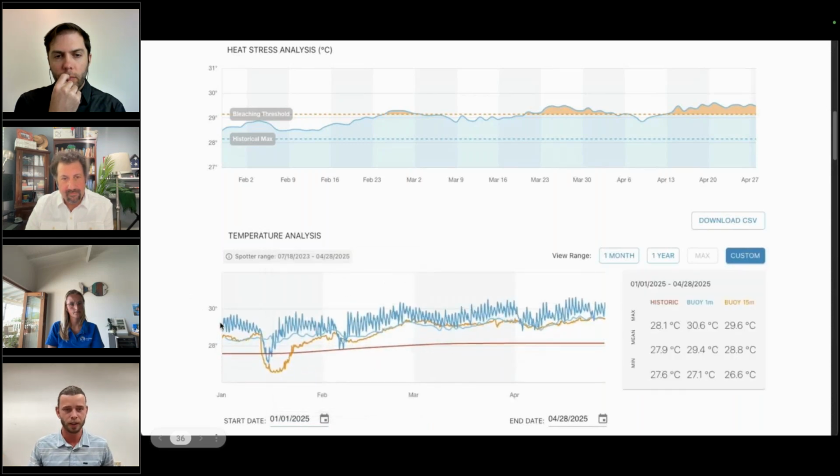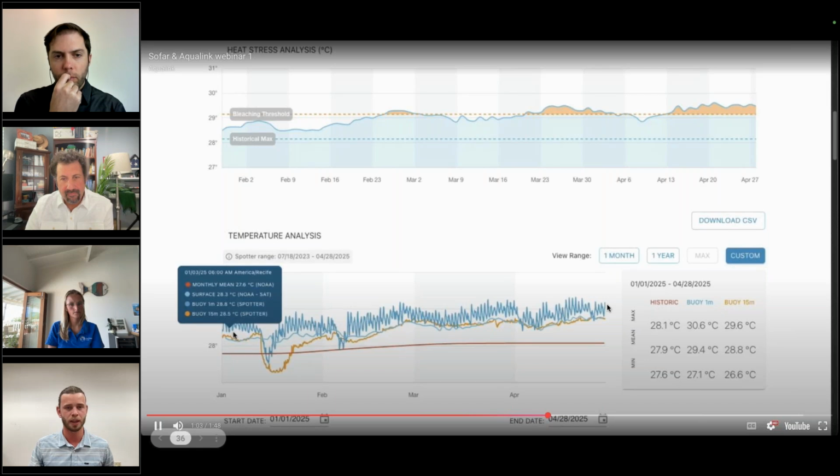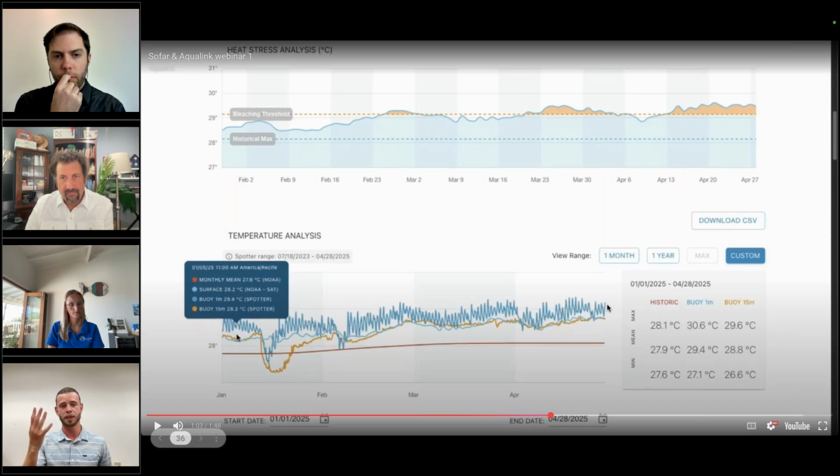So in this specific graph, the temperature analysis graph, we can see 4 different measurements. In red, we see historical monthly mean. In light blue, we see the surface temperature data from NOAA satellites. And in dark blue and orange, we see the Sofar Smart Mooring buoy, the temperature data from 1 meter and 15 meters depth. And satellite data is incredibly valuable and accurate.